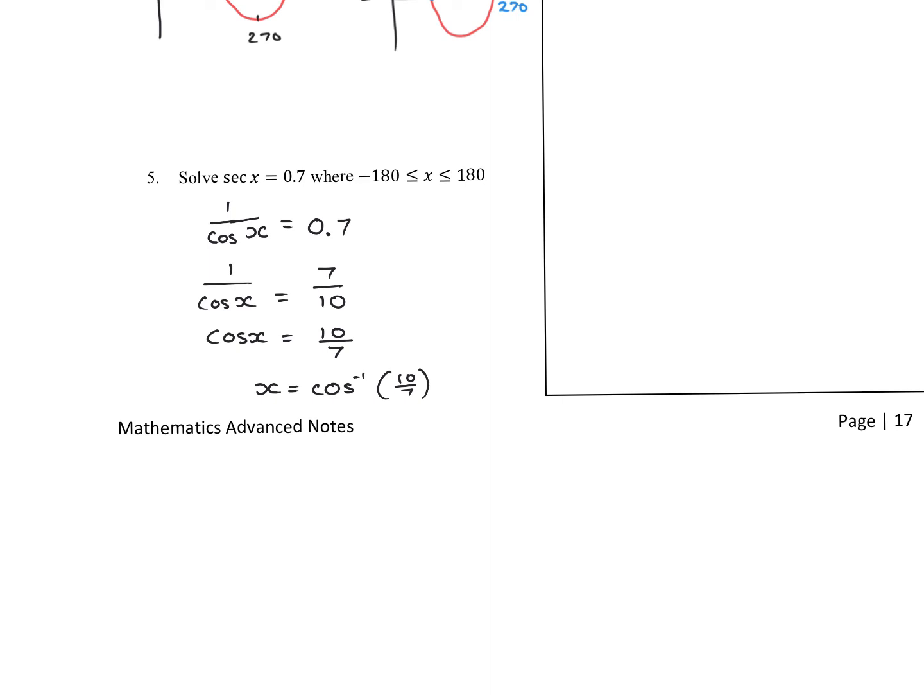So cos^-1, or second function cos, 10 over 7. Math error. Math error? Yeah. Error. What is the trick?